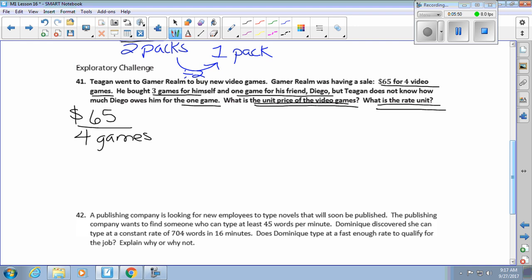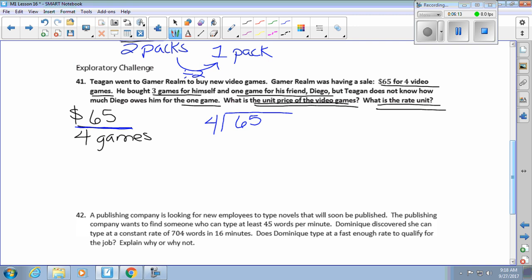Now we're going to convert that to a unit rate. We're going to simplify it down to 1, or as I said in the last example, we're going to use the operation that it tells us right there. What operation again is that, everybody? Division. Very good, division. So let's take 65 and divide it by 4.